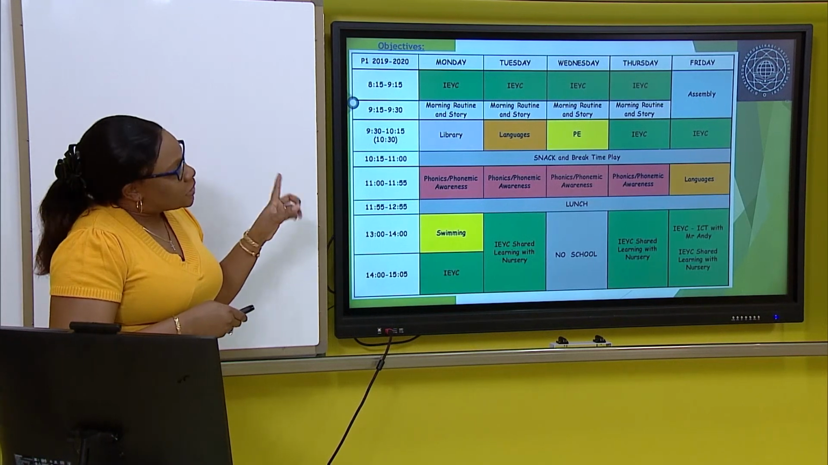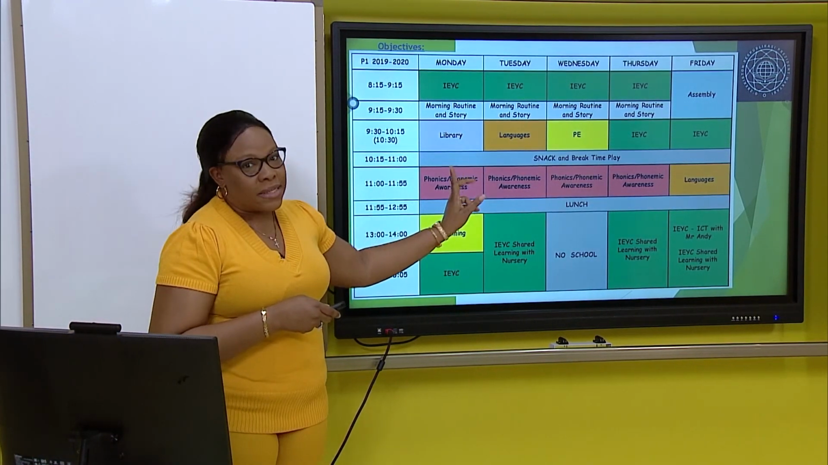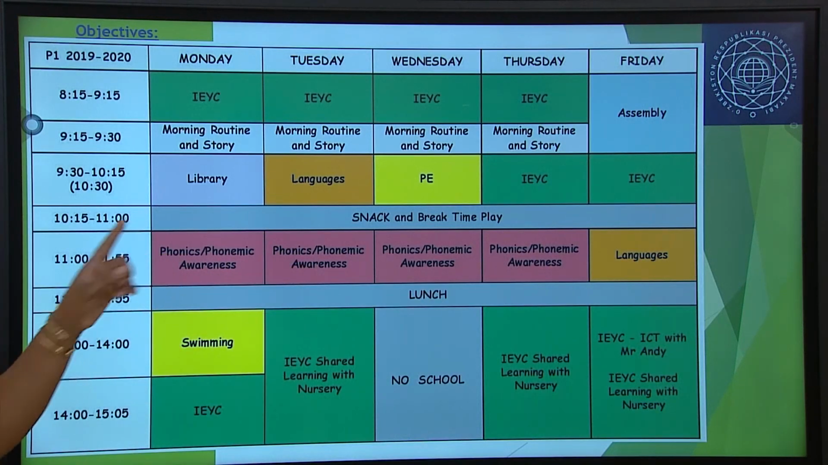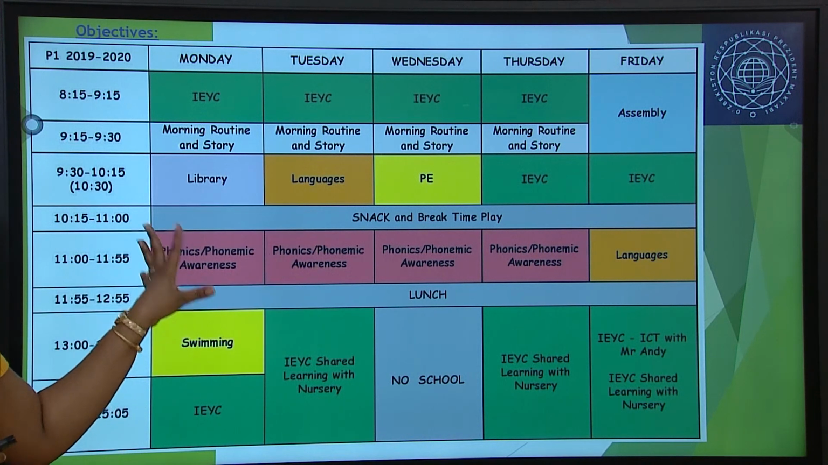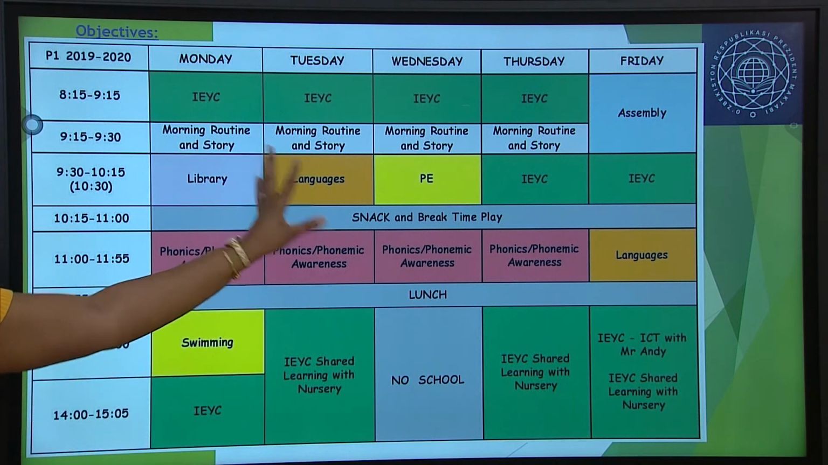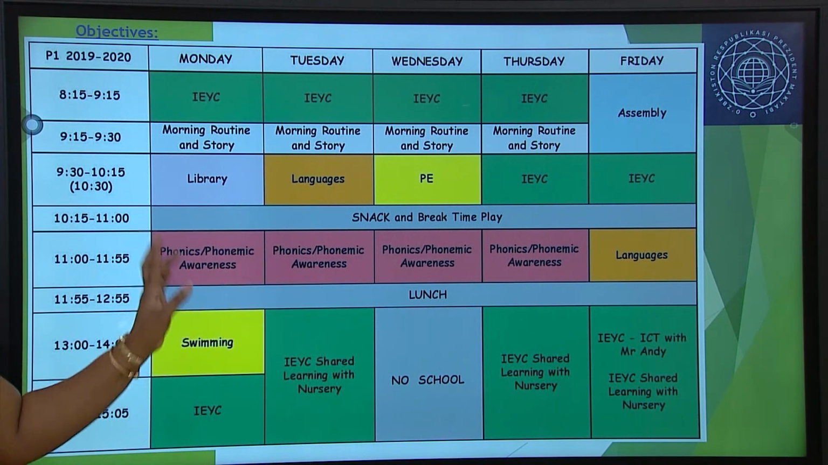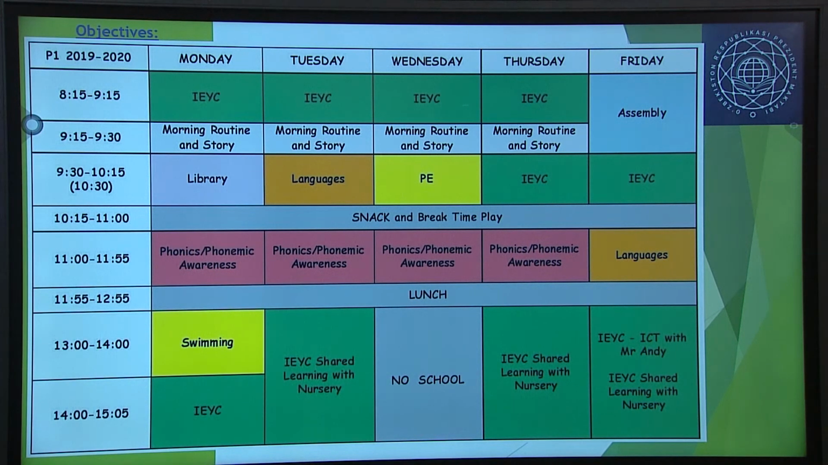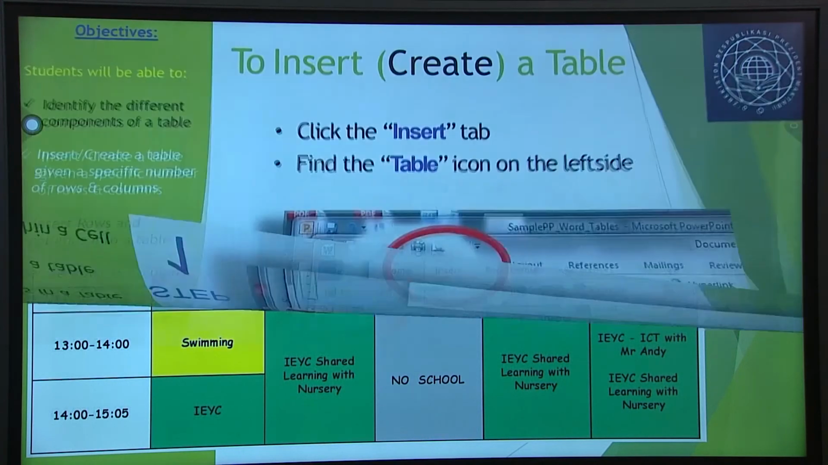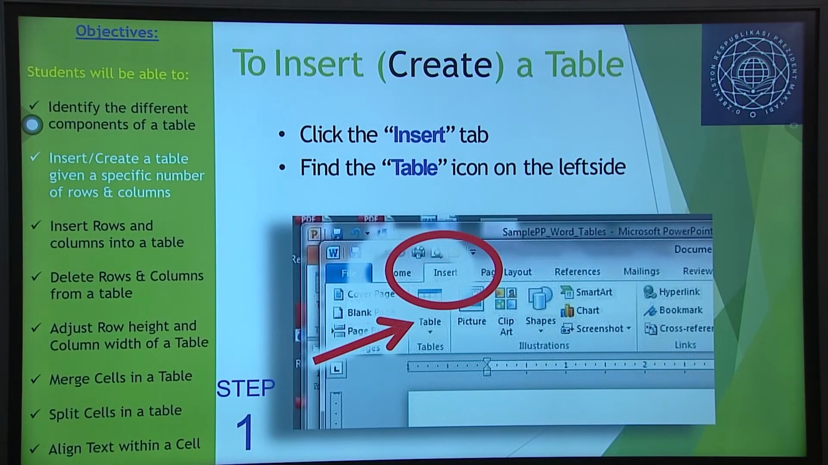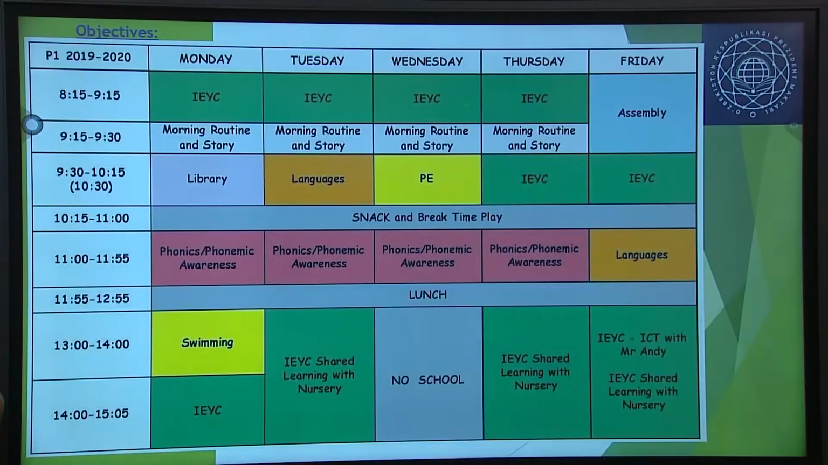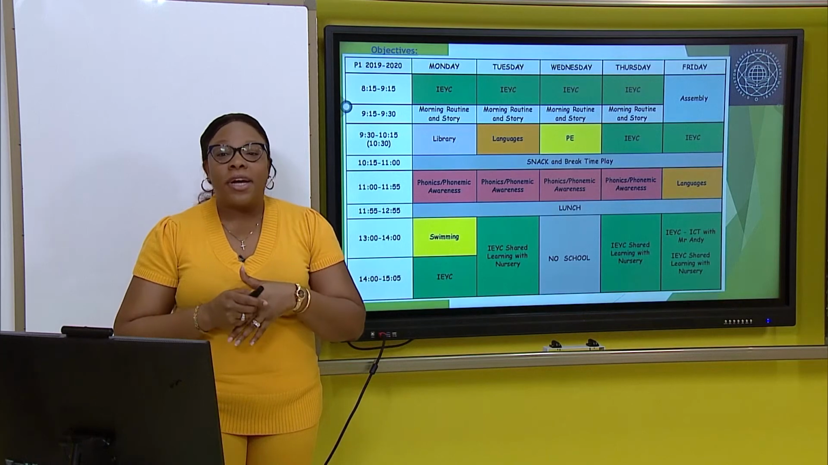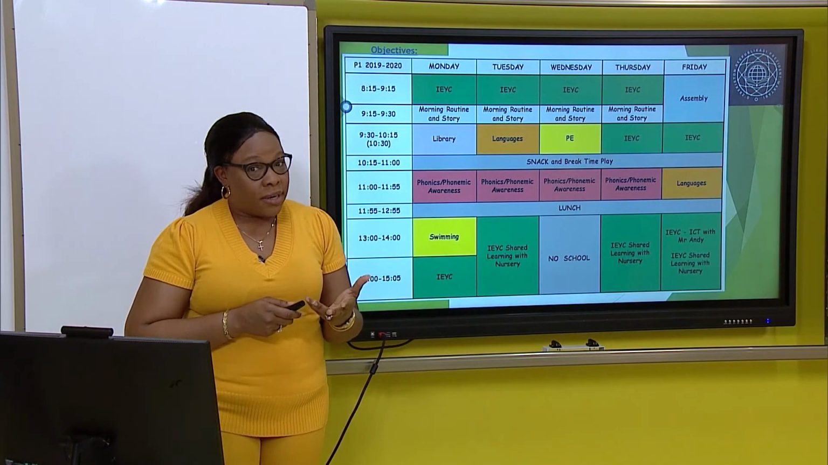Now, one of the first things I'm going to look at is, by the end of the lesson, this is a schedule that you will be recreating. Now, you realize how fun it looks. It's full of colors. You're going to be learning to do all of this by the end of our lesson. Okay? Now, before you decide to create a table, you first have to look to see how many rows you're going to need and how many columns you're going to need.